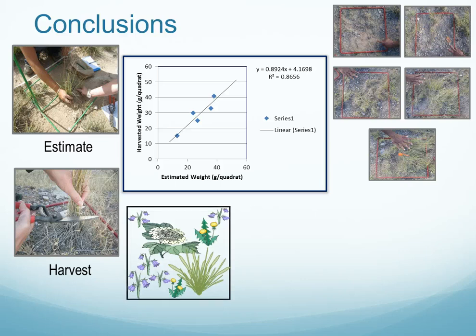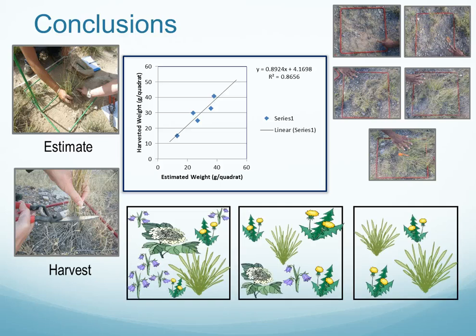So to summarize, by using double sampling methods in which we both estimate and harvest, we estimate frequently and we harvest infrequently, we can develop regression equations to efficiently estimate the biomass on a site. Double sampling can be done by a simple estimation and harvest approach that we saw first, or it can also be done using a combination of comparative yield and dry weight rank methods.